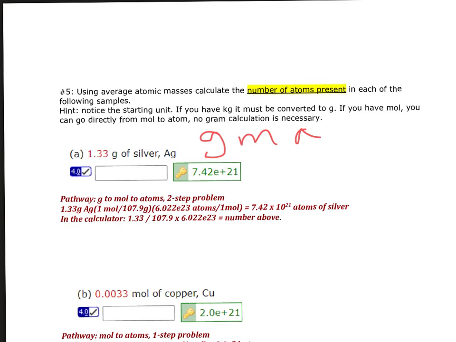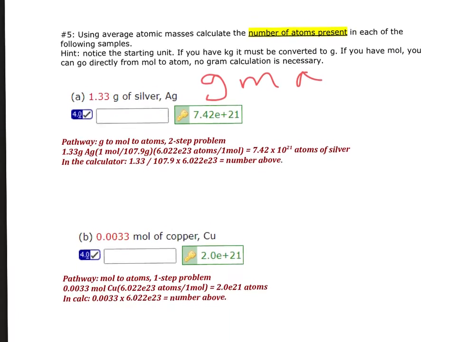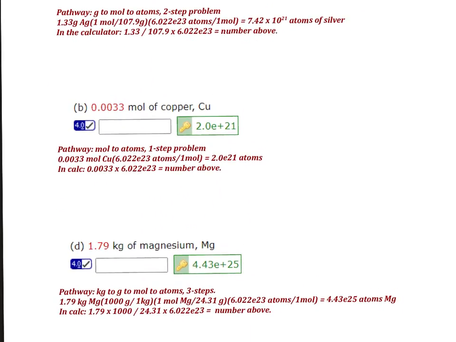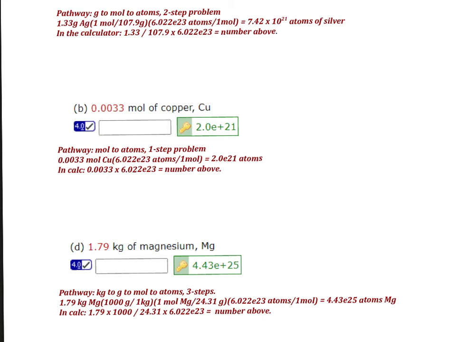This next one gave us moles, and we will then convert to atoms. So we have 0.0033 moles of copper, and when we go from moles to atoms, we just multiply by Avogadro's number. So we'll multiply those two. We ignore the one on the bottom, and we get that number.